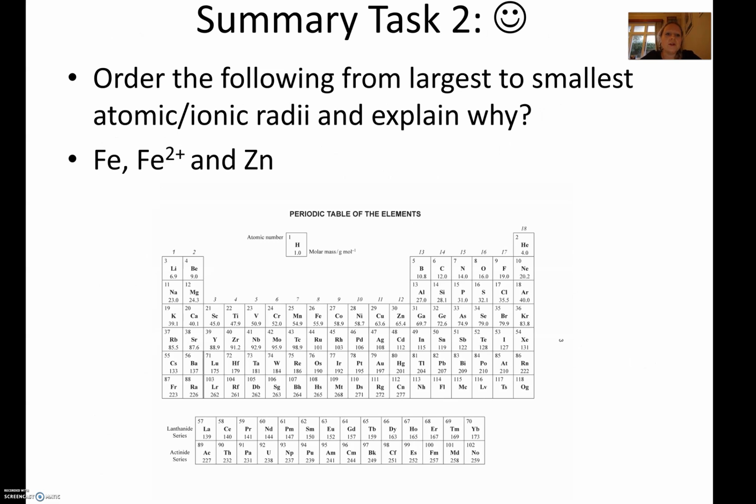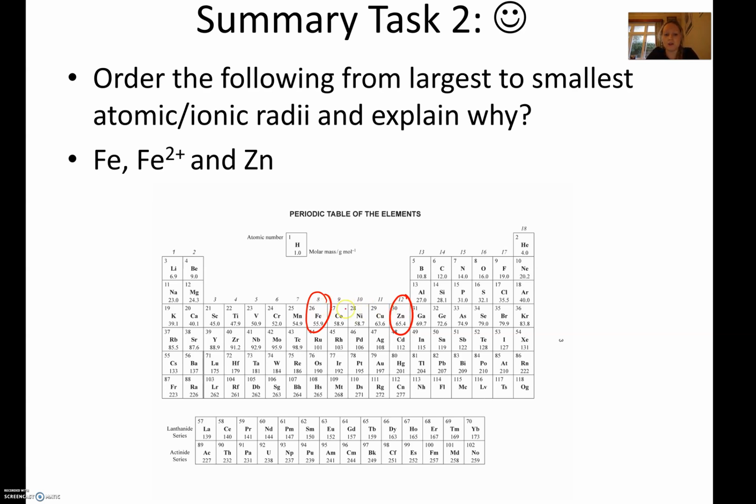Summary task 2, this one's a little bit harder, always kind of trips students up a bit. It says order the following from largest to smallest atomic/ionic radii, and explain why. So today you are comparing Fe and zinc with the iron Fe2+. So it's probably, in my opinion, easier to talk about the two atoms first and then compare to the iron, but up to you. You can answer it however you want, really.